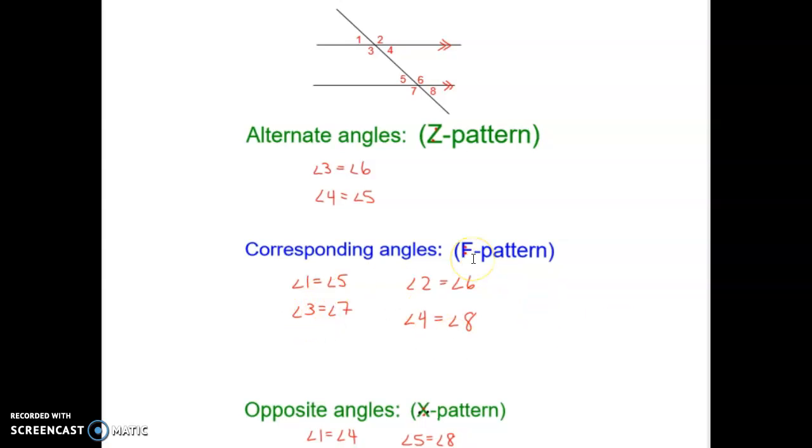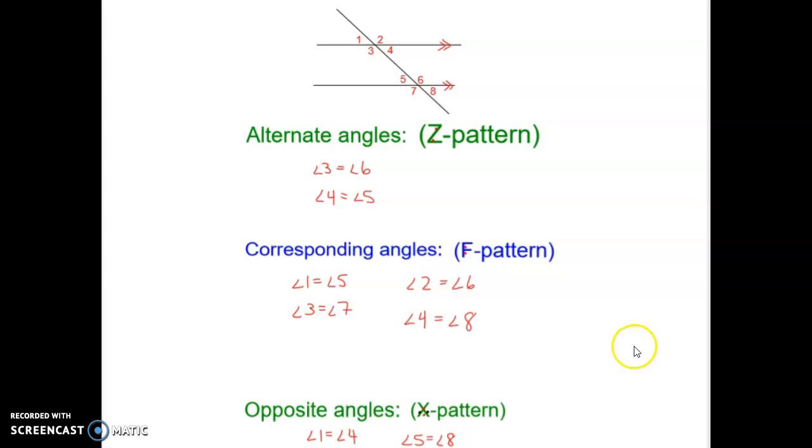Corresponding angles, these form an F pattern. So if I construct an F, again, those two angles tucked inside the corners there, they again are equal. So there's a letter F. So that means that angle 4 and angle 8 are equal to each other. I also have this backwards F, so 3 and 7 are equal to each other. Then I also have an upside down F, 1 and 5 will equal each other, and upside down backwards, 2 and 6 will equal each other.